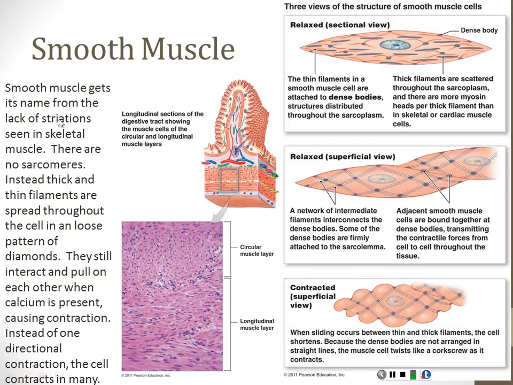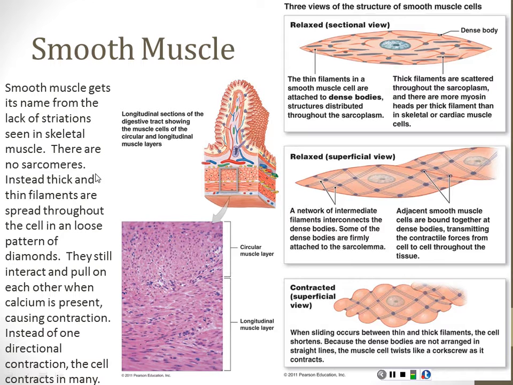One is, okay, no striations. And the reason there's no striations is because there's no sarcomeres. So remember, the sarcomere was that rigid arrangement of thin filaments and thick filaments in a very repetitious order, you know, that gives that light and dark appearance. Well, there are no sarcomeres in smooth muscle.